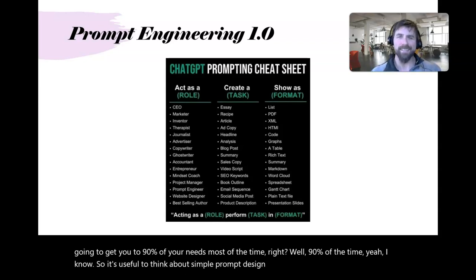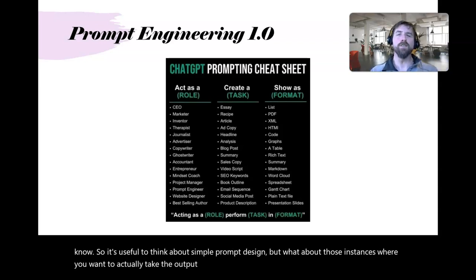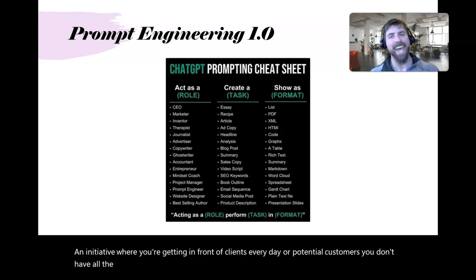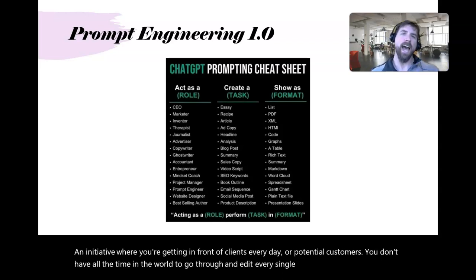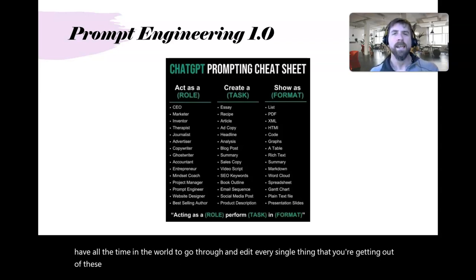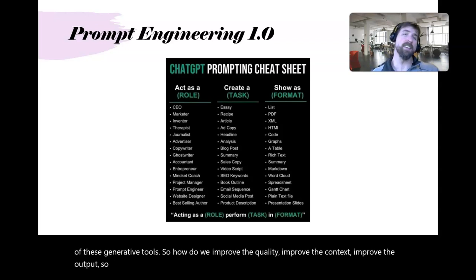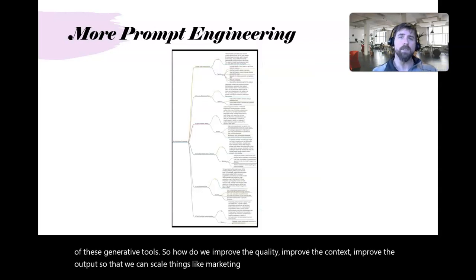But what about those instances where you want to actually take the output of the generative AI model and use it to scale an initiative where you're getting in front of clients every day or potential customers? You don't have all the time in the world to go through and edit every single thing that you're getting out of these generative tools. So how do we improve the quality, improve the context, improve the outputs so that we can scale things like marketing campaigns? And we do that with Prompt Design 2.0.